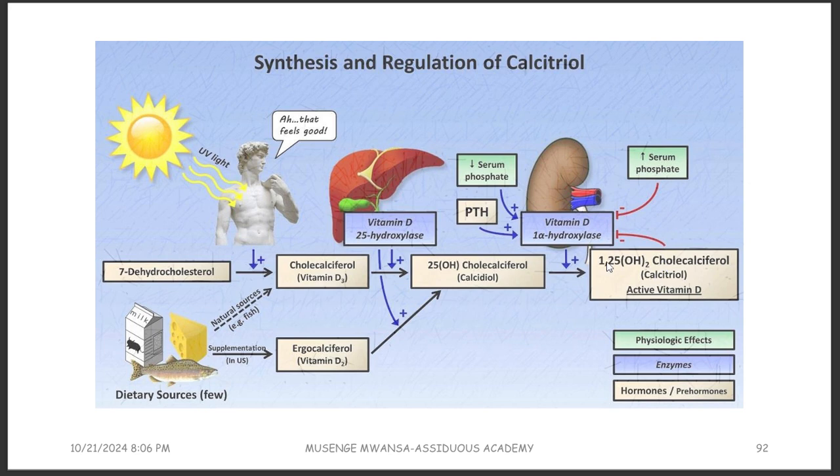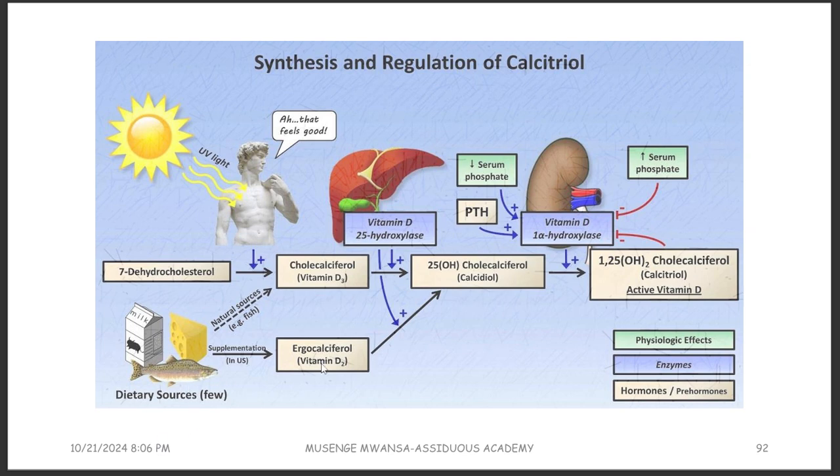But what will stimulate the production or the activity of 1 alpha hydroxylase is parathyroid hormone and the reduction of calcium in blood. If you have got a lot of calcium in blood, that is going to inhibit this enzyme. And when you have got a lot of the active vitamin D, remember it's a product, it also inhibits this.